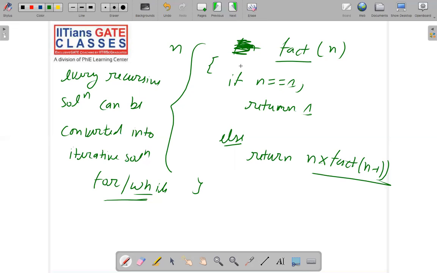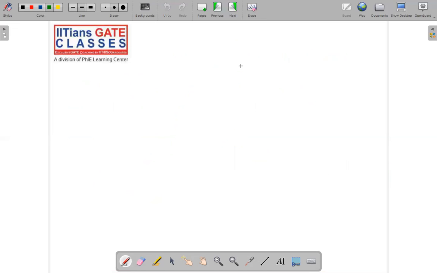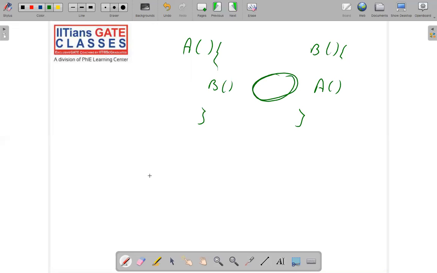What happens whenever a function gets called? It will create a stack. You have seen the stack overflow problem. Why does that happen? Because one function calls another function, and sometimes that other function is the function itself. For example, A will call B and B calls A. So this goes on and the stack gets overflowed.